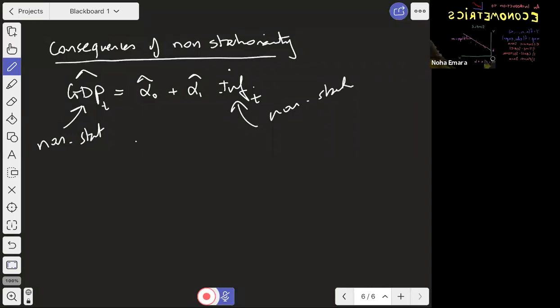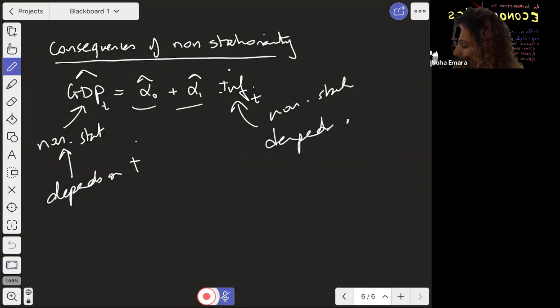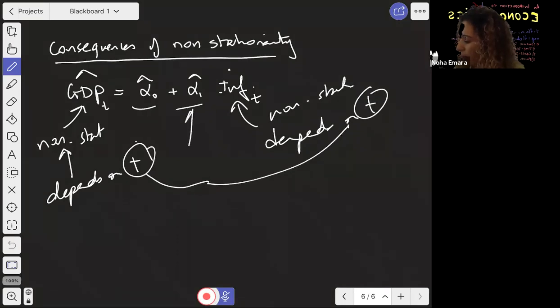If I have two variables that are non-stationary, how can I test it? Just graph it for now, okay? But we're going to perform specific tests. So if I have two variables that are non-stationary and I regress GDP on inflation and both are non-stationary, I will get misleading results. Why? Because this one is non-stationary, it depends on time. This one is the same, depends on time. Then the impact that I'm estimating here is absorbing the effect of time.